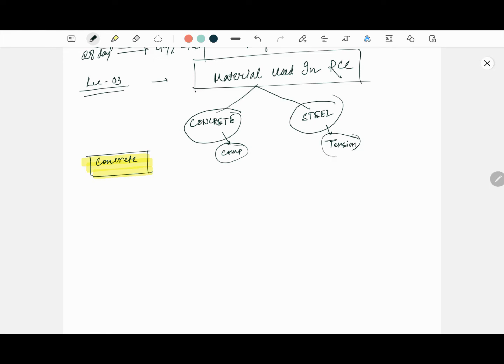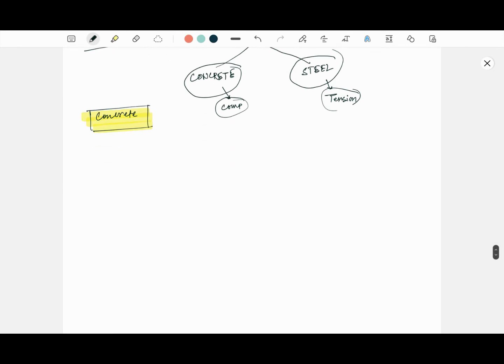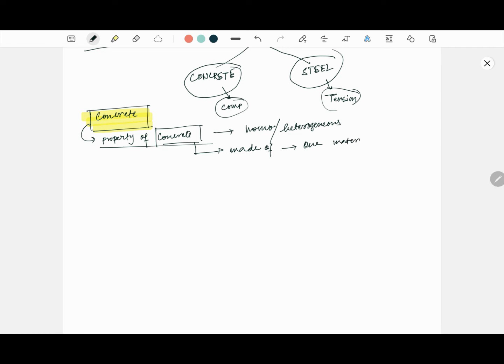So we have to understand first what are the properties of concrete. First we have to know whether concrete is homogeneous or heterogeneous. For better understanding: is concrete made of one material, or is it made by compounding a few materials? The answer should be that it is made by compounding materials, not one material.